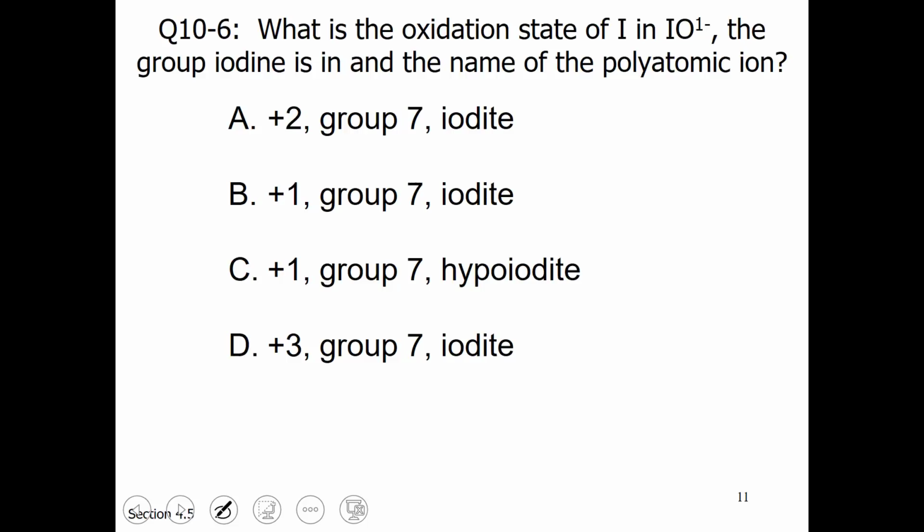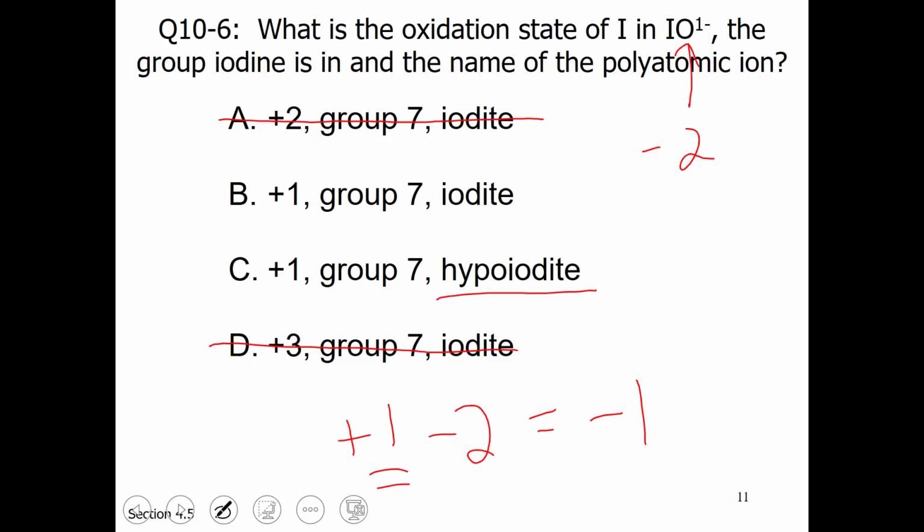What about iodine with 1 oxygen and a 1- charge? Of course, we are in group 7. We will add up to -1. The 1 oxygen in the compound has a -2 charge, so +1 is what goes in the blank. So certainly not answers D or A. And this is the lowest positive oxidation state of iodine, so remember we get a hypoiodite start.